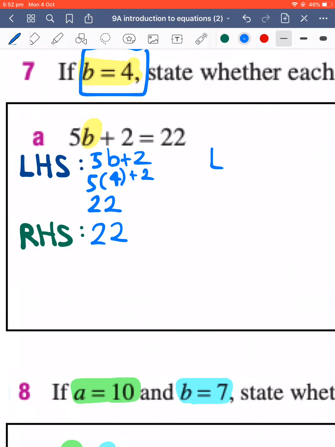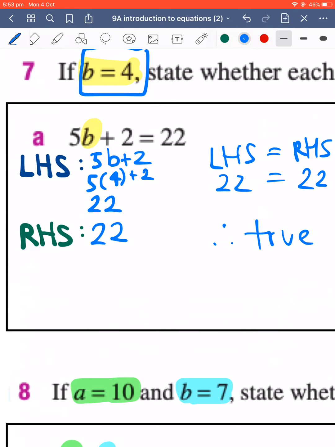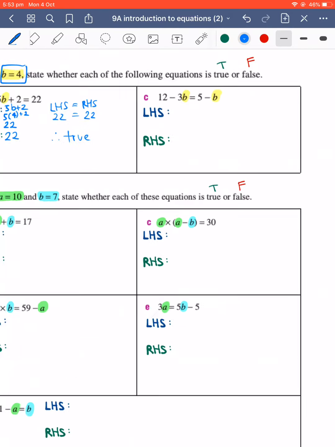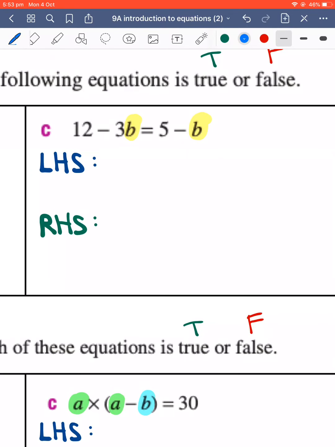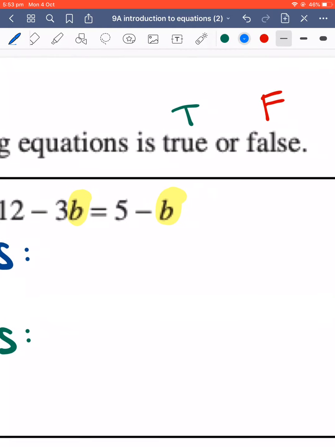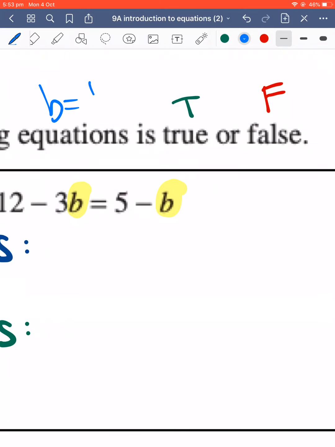Looking good here. So just double check, following the process. We've got left-hand side is 22, right-hand side is 22. Therefore, they are equal. Therefore, the statement is true. So the equations. Next one. We want to do the exact same again. Remember, our value for b in this case is actually 4.